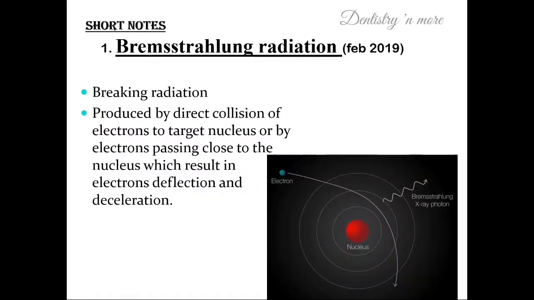So what happens most often in Bremsstrahlung radiation is that there is a passage of an electron near the nucleus, which results in electrons being deflected or decelerated. That is what is called breaking, or it breaks the radiation once it comes near to the nucleus. That is why it's called breaking radiation.